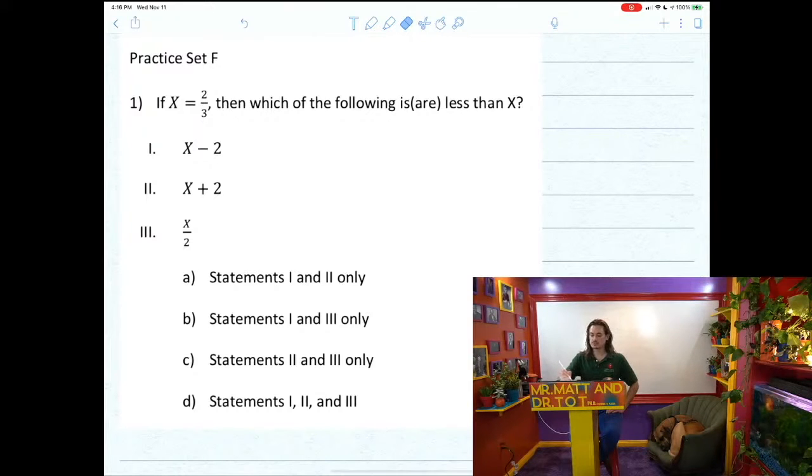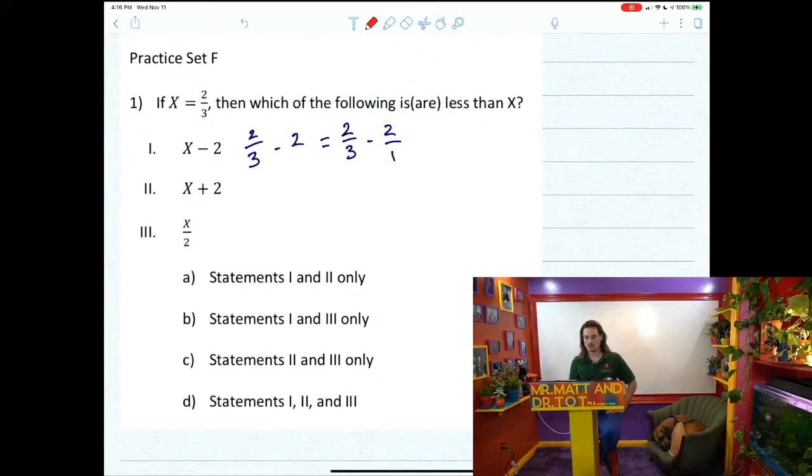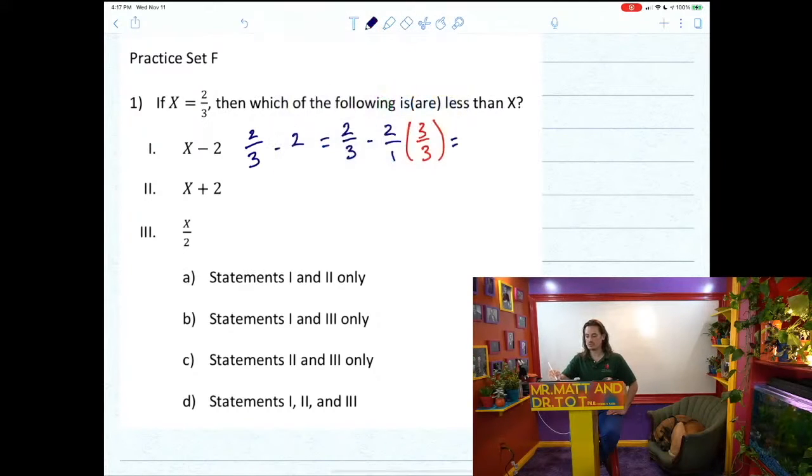So 2/3 minus 2, we can rewrite that as 2/3 minus 2 over 1. You can write any whole number as a fraction by just putting it over 1. And then I need to get common denominators in order to subtract these values from each other. So if I take the second value and multiply it by 3 over 3 to give it a denominator of 3, then I'm going to have 2 over 3 minus 6 over 3, which is going to give me negative 4/3. Negative 4/3 is definitely less than 2/3. So statement 1 is true.